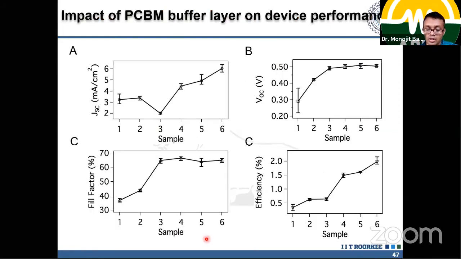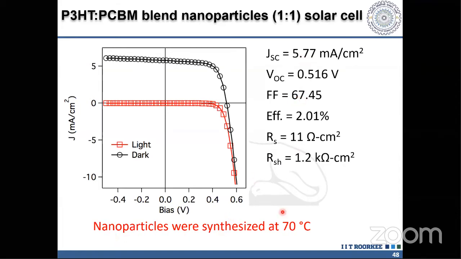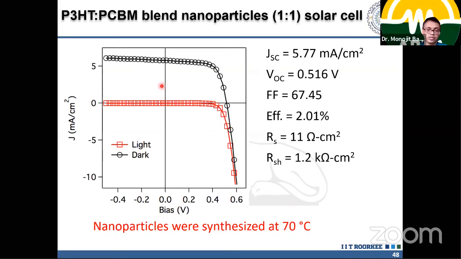Right. So these are the typical device parameters with different samples. You start with very low efficiency and finally we end up somewhere around 2% device efficiency. So that is what our different samples are. This is one example. You can see this is over a 2% device. The series resistance is lower, shunt resistance is higher. Fill factor is over 67%, current density is this. So these nanoparticles are synthesized at 70 degrees centigrade. So that's a lower temperature, slightly higher efficiency device, and so on.